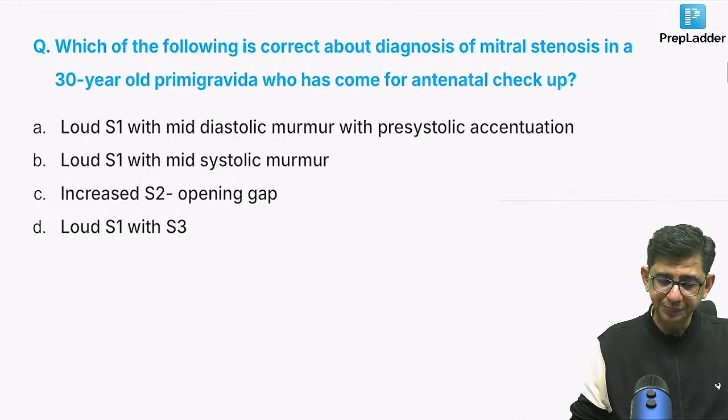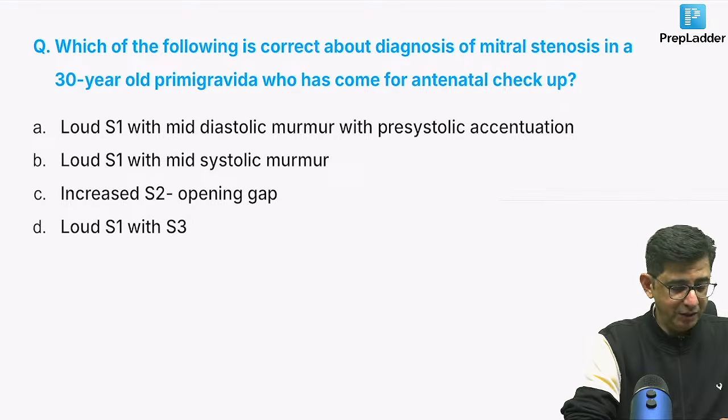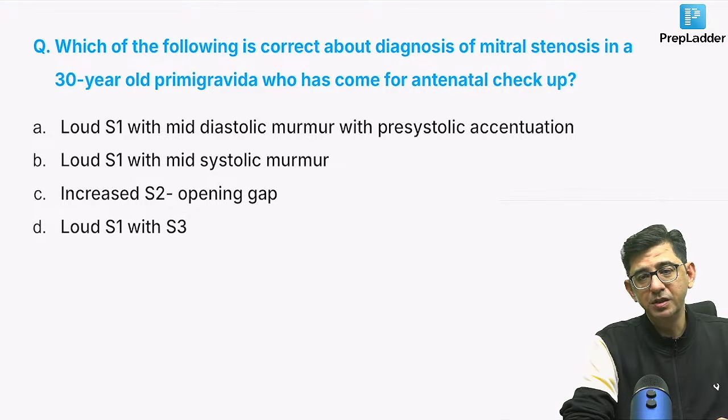Let's do one more. What is correct about the diagnosis of mitral stenosis in a patient who has come for an antenatal checkup? How to differentiate? Findings will be same, right? The nuchal rigidity part would be different. Nuchal rigidity is seen only in viral meningitis, and nuchal rigidity is not present in encephalitis in a patient.